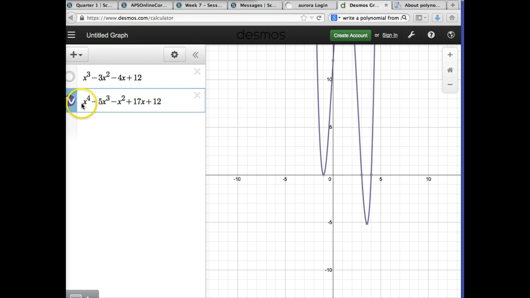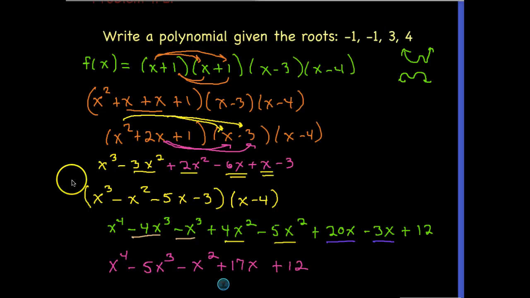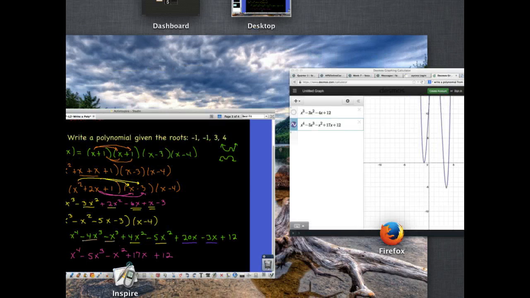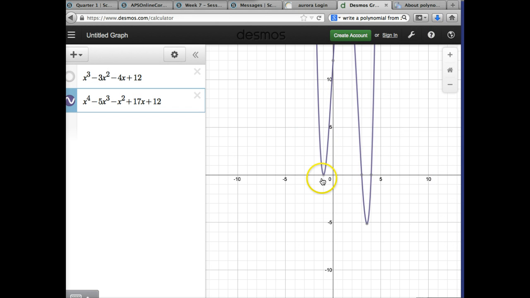Okay, so I typed in my polynomial here, and here's my graph. Now notice that if you count, and we've talked about this earlier, we only have 1, 2, 3 zeros. But remember that the negative 1, when we go back to our equation, happened twice. We have 2 negative 1s, we have a 3, and we have a 4. So really, the negative 1 right here, we have the 3, and we have the 4.